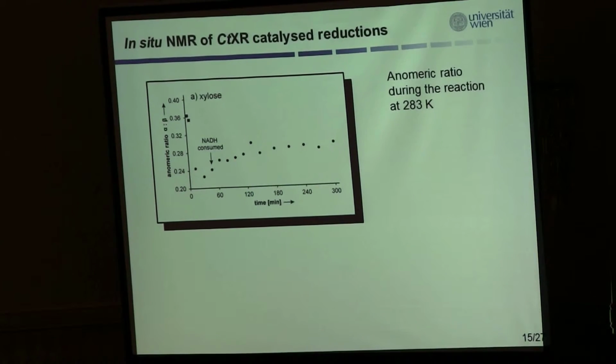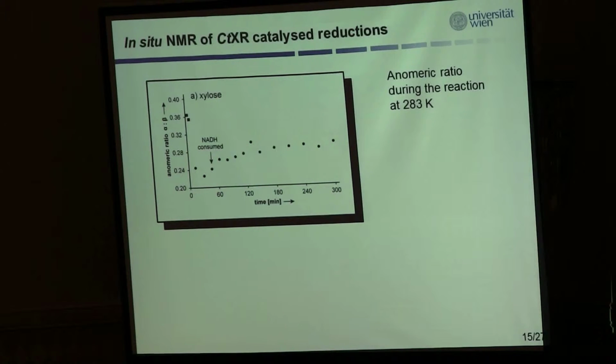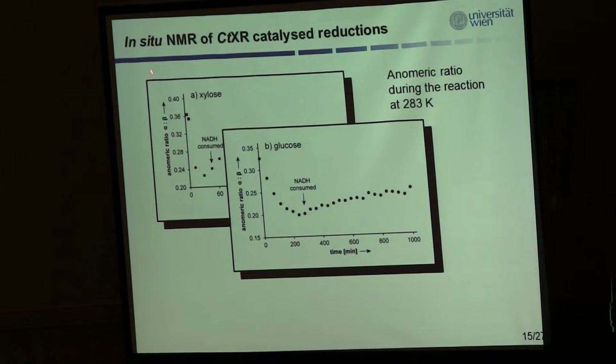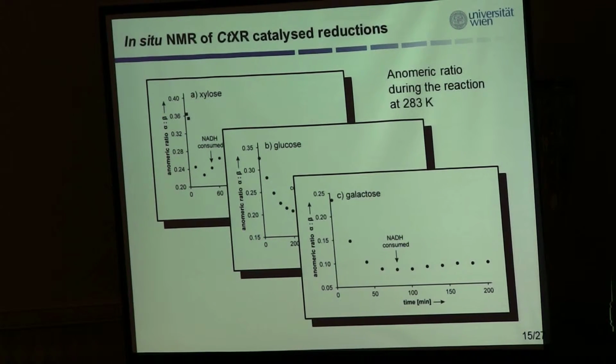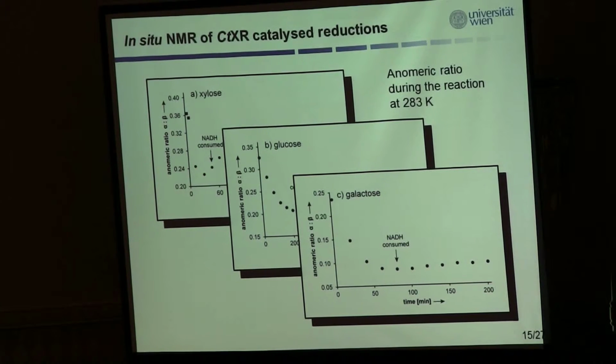And we make an interpretation of these data that only the alpha form is bound much better than the beta form. And then finally, when the NADH is used, even the alpha form binds better and is then better released from the enzyme. And the same is true when we change xylose to glucose. We have the same behavior, and also for galactose, which is also accepted by the CDXR.